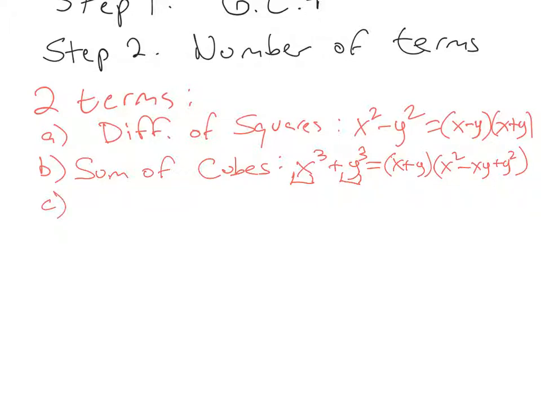What's the next one? Sum of squares. So if you had something like x squared plus y squared, then right away we knew it was what? Prime.